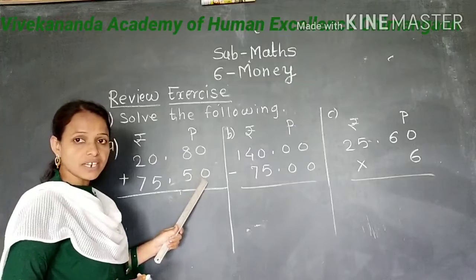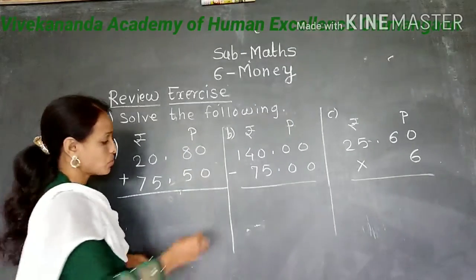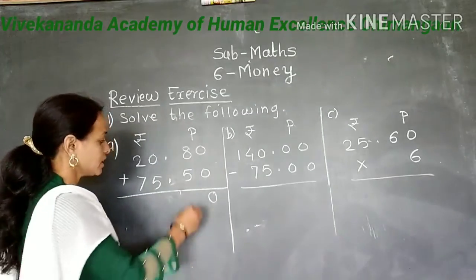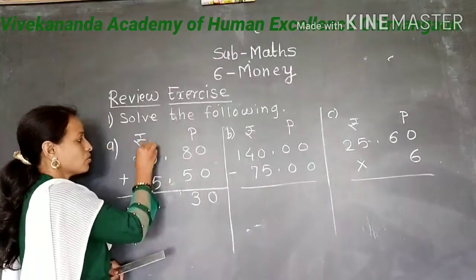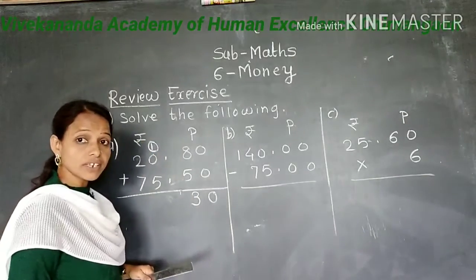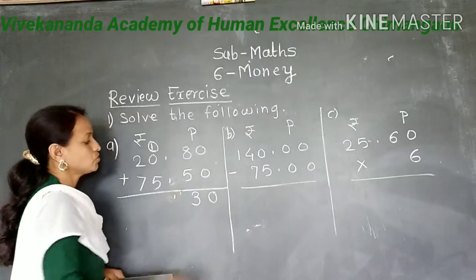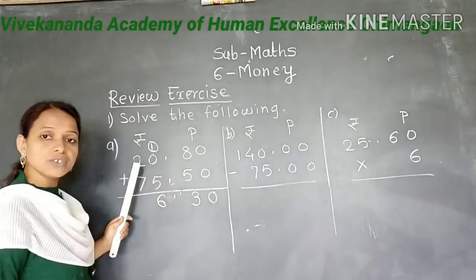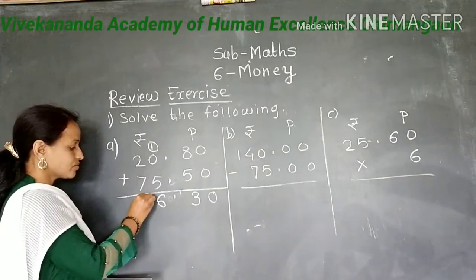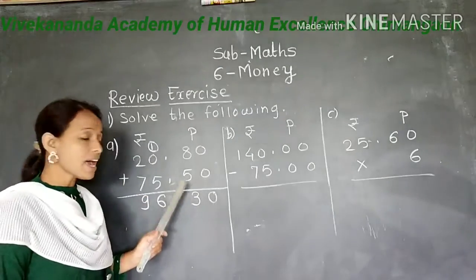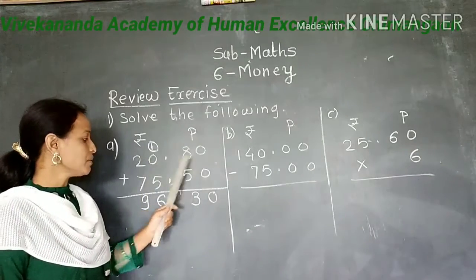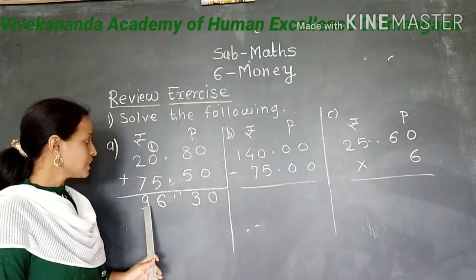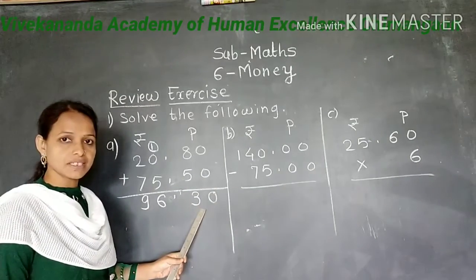So we will start from the right side. 0 plus 0, 0. So right here 0. 8 plus 5, 13. 3 carry over 1. So don't forget to put the dot. 1 plus 5, 6. And 2 plus 7, 9. In this way here we add 20 rupees 80 paise and 75 rupees 50 paise. We get here answer 96 rupees 30 paise.